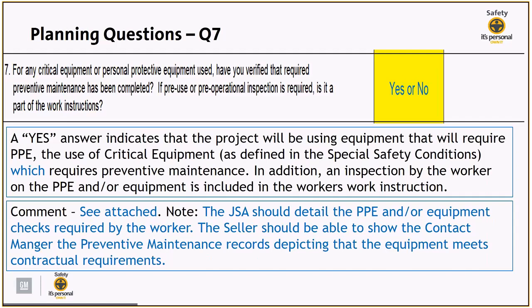So a comment you would expect to see for question 7 would be maybe something as simple as see attached. But just a note, the JSA should detail the PPE and/or checks required by the worker. The seller should be able to show you, as the contract manager, the preventative maintenance records depicting that the equipment meets the contractual requirements.